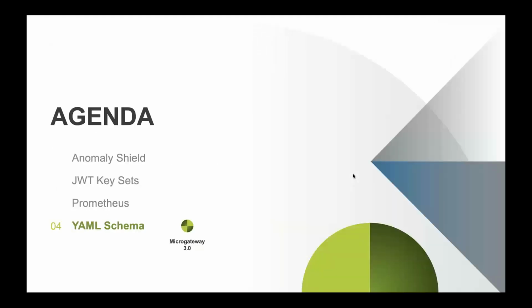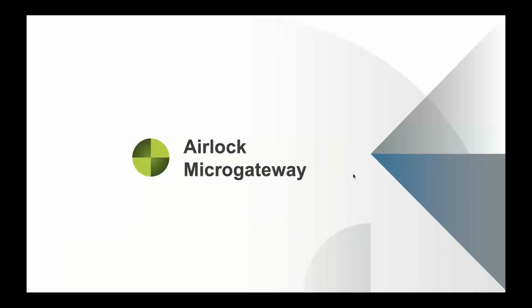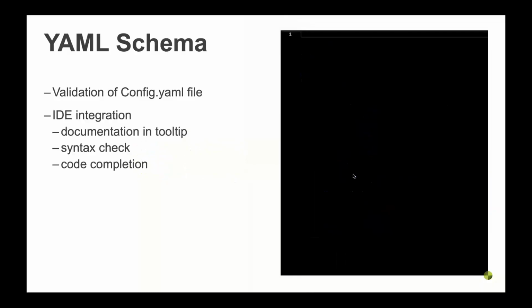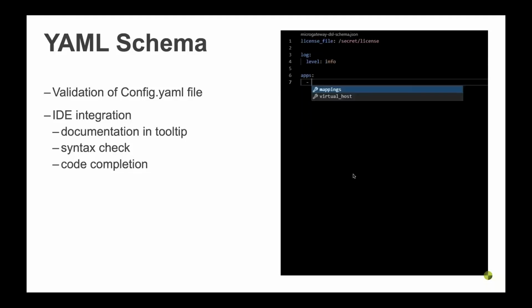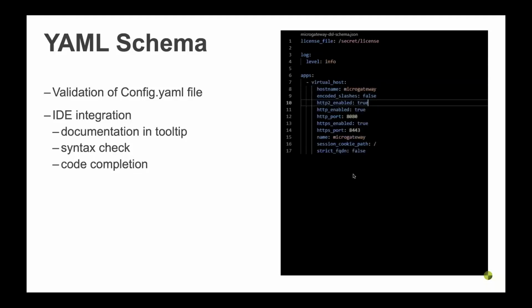That brings us already to the last feature, the YAML schema. If you're using the microgateway, you're familiar with the configuration YAML file. It's a domain-specific language. It has keys and values that are available. It's documented in the manual. And now we're providing a formal schema for this configuration language.